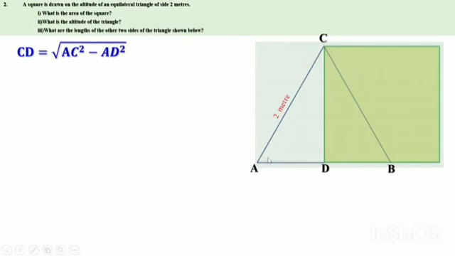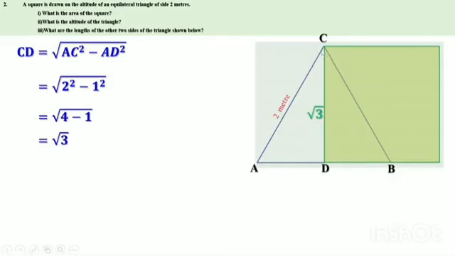AC is 2 and AD is 1. So this can be written as root of 2 square minus 1 square. 2 square is 4, 1 square is 1. So this can be written as root of 4 minus 1. 4 minus 1 is 3. Therefore CD equals root of 3. That is, this length is root 3 meters.